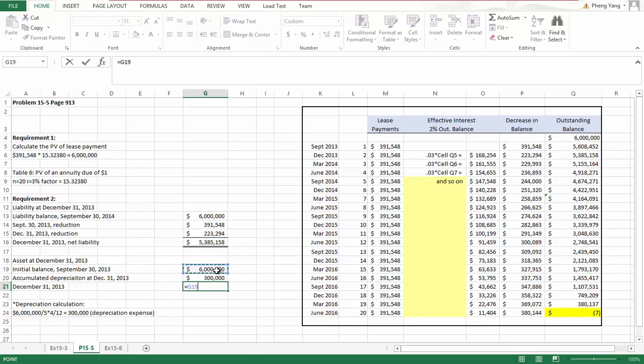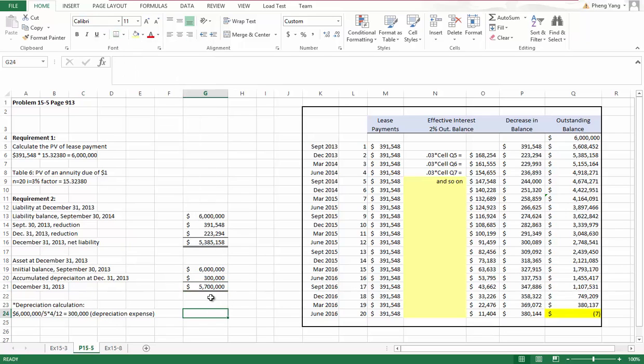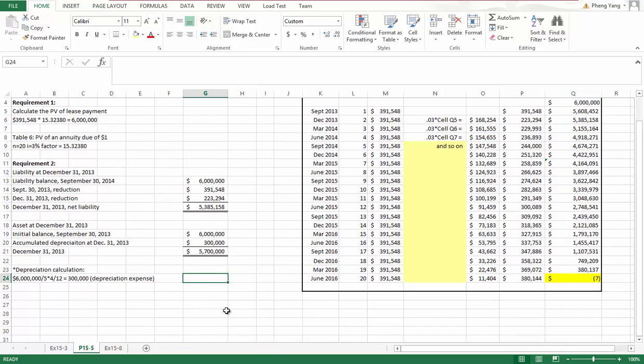So my asset for the lease will be 5.7 million. So that's requirement 2.